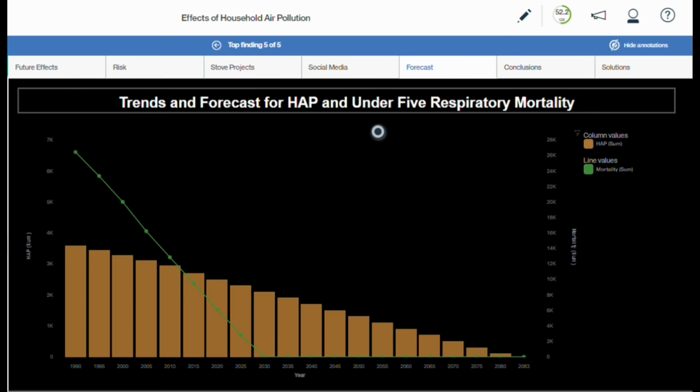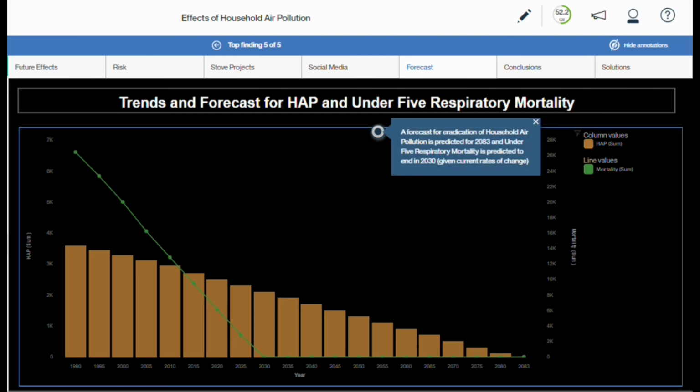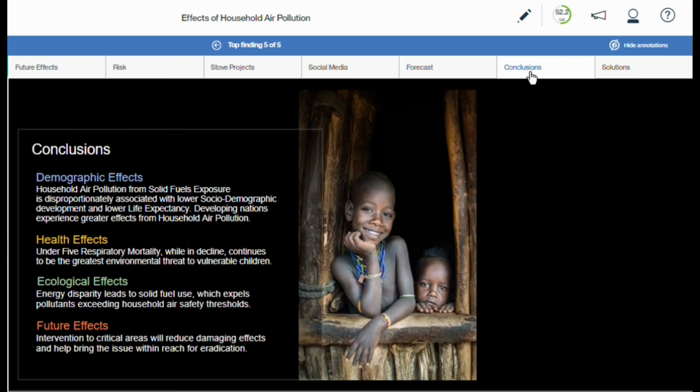A calculation for the percentage of change, weighted with 10 years for each value, is applied to the data to create a forecast. Household air pollution is predicted to end in 2083, indicated by brown bars. Under 5 mortality is predicted to end in 2030, indicated by a green line. Intervention will be required to achieve the Millennium Goal.